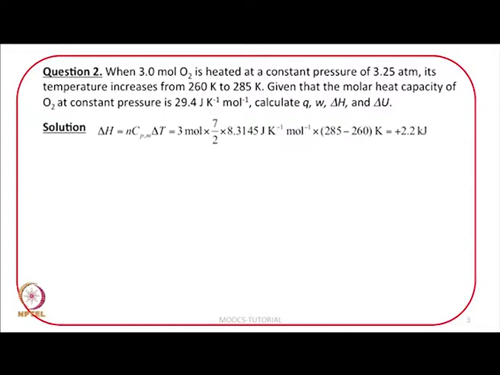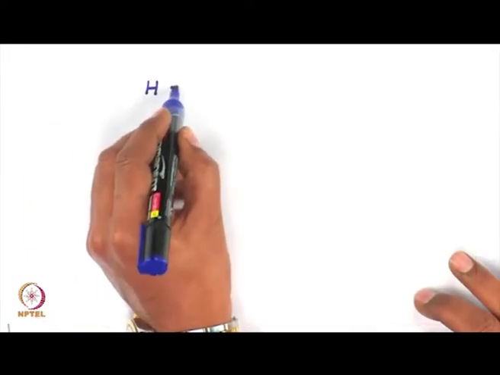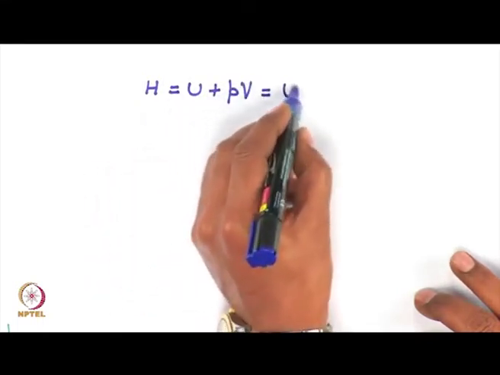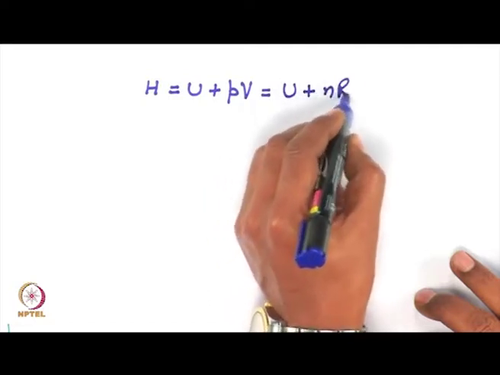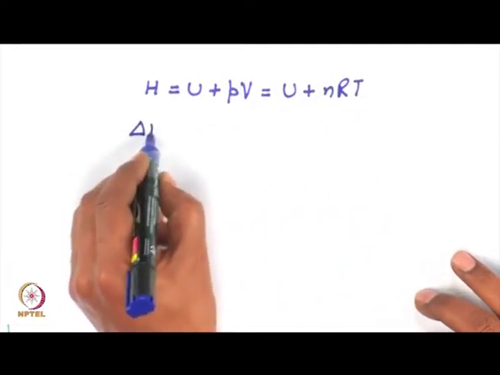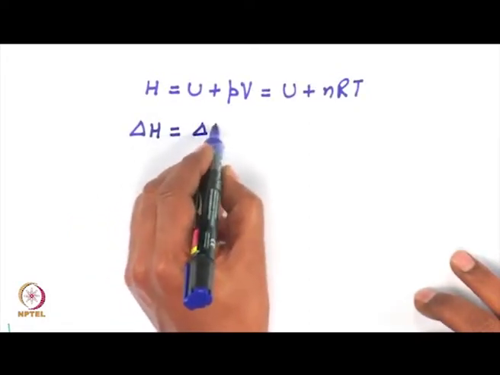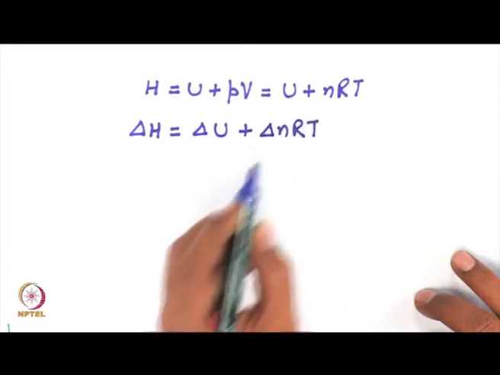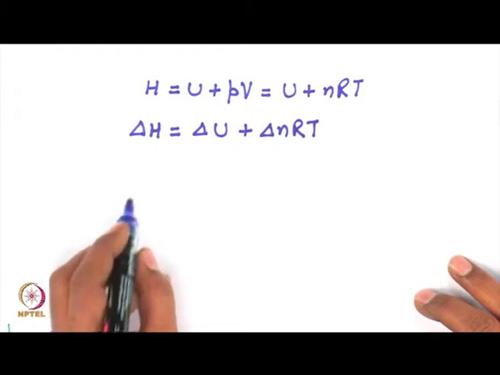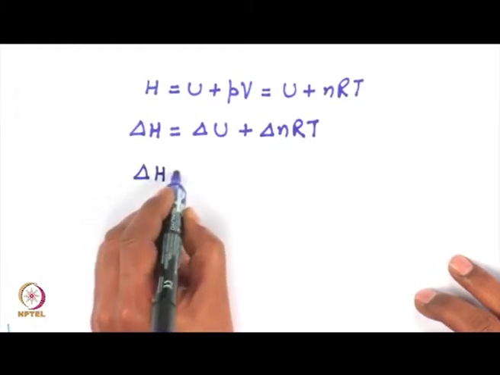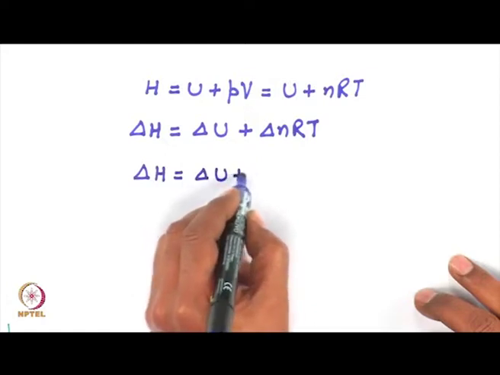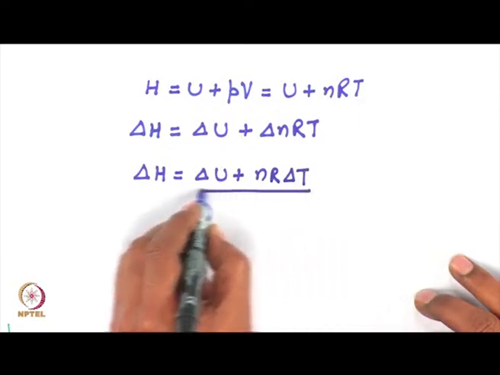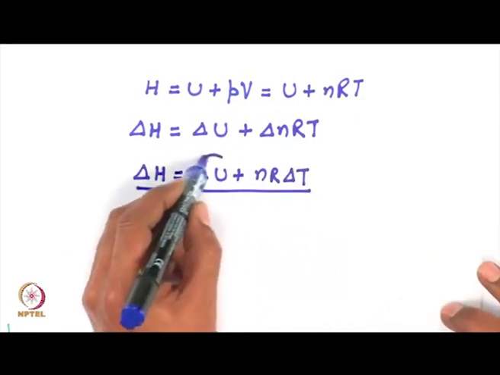One is that we know H is equal to U plus PV, and if I use it for a perfect gas, U plus nRT. So, delta H will be equal to delta U plus delta nRT, and here the temperature is changing. So, delta H will be equal to delta U plus N R delta T. This equation can be used to get the value of delta U.